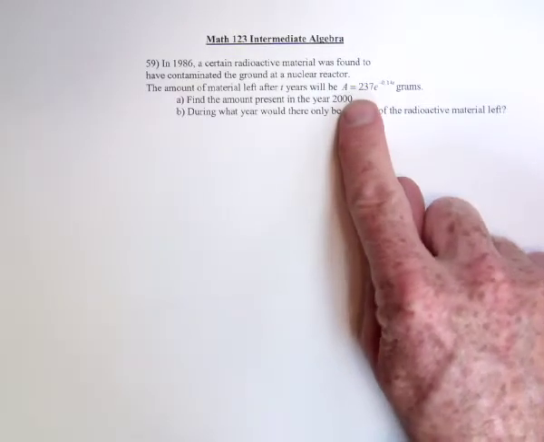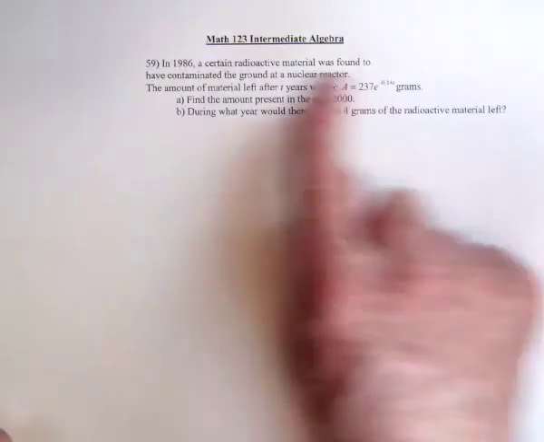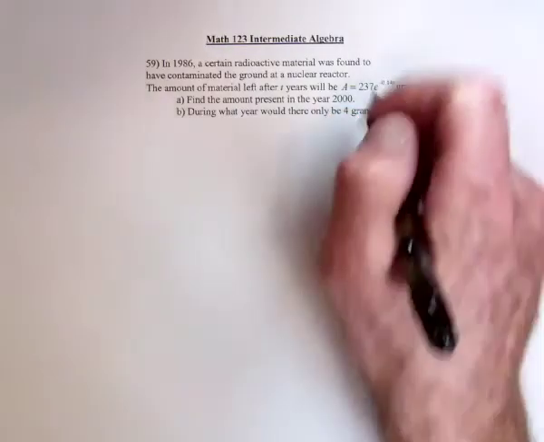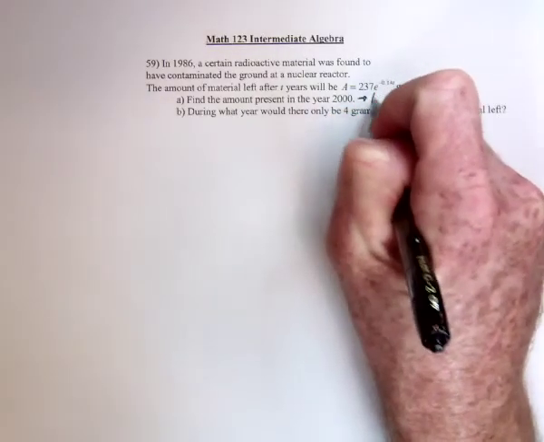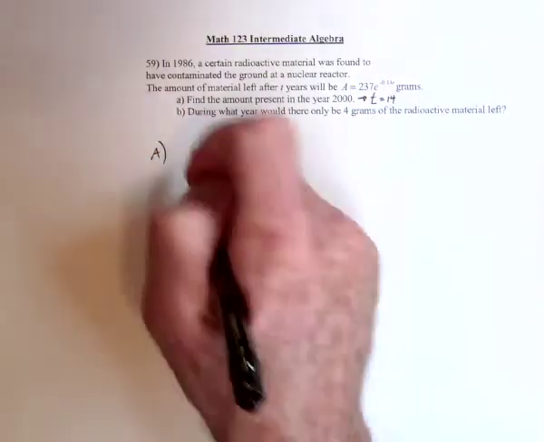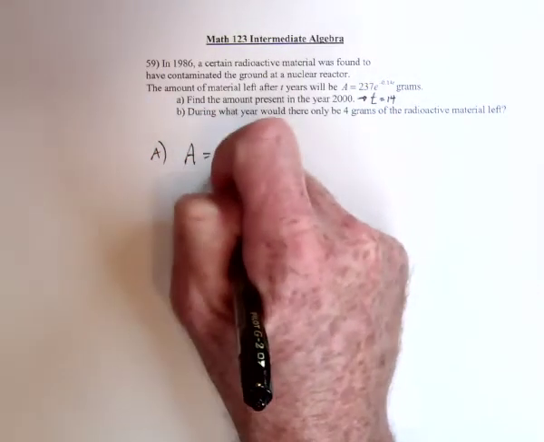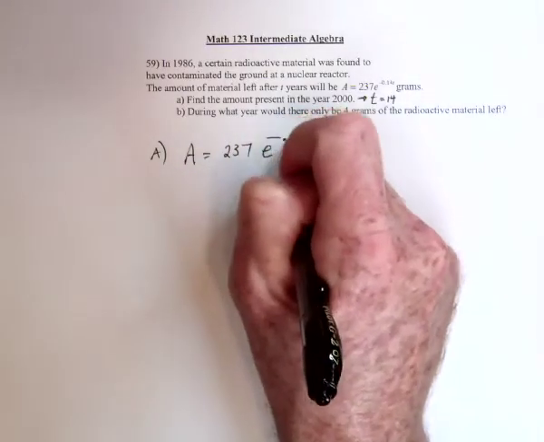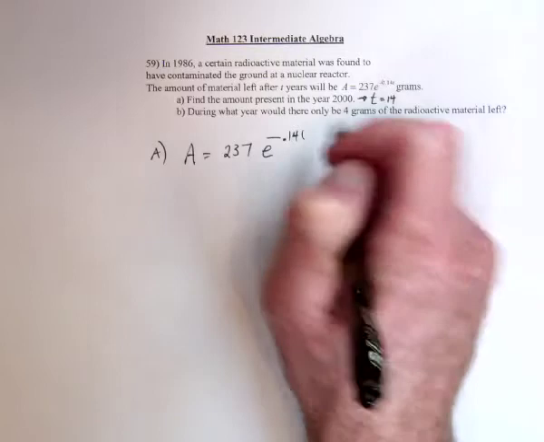So what you got to do is say from 1986 to 2000, that's 14 years. So then that means use t equals 14. So for part A, it's going to be the amount will be 237 e to the negative 0.14 times 14.